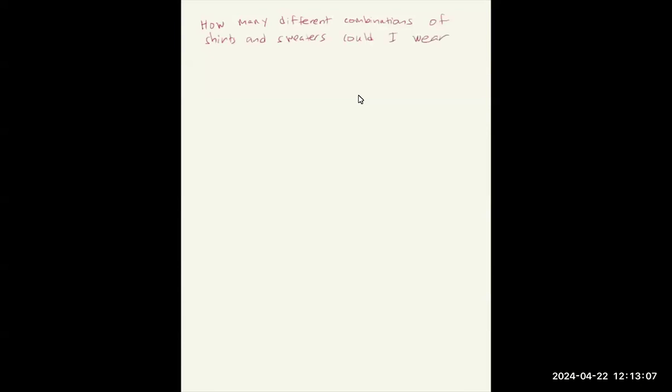So what we could do is say there are six different shirts. I have a green shirt, a red shirt, a blue shirt, a yellow shirt, a purple shirt, and a white shirt. And then for each one of those, I have two sweaters.